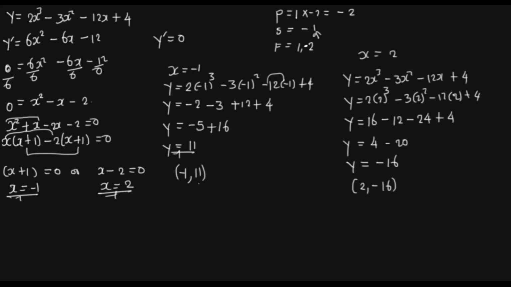So if we compare, we can see that our 11 is greater than negative 16. So this one is a local maximum, while this one is a local minimum. So this is how you can find the local maximum or local minimum, or neither, using differential calculus. And that's it for this video. Thanks for watching.